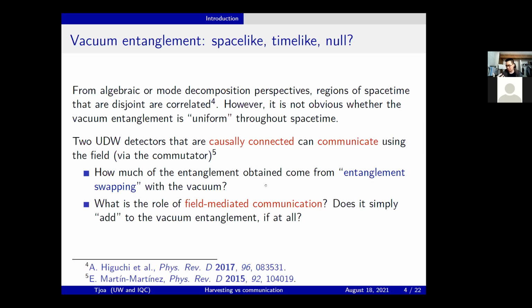Does it simply add on top of the vacuum entanglement you get already? So in a way, should we really be thinking about vacuum entanglement harvesting for timelike separated, causally connected detectors to be vacuum entanglement harvesting plus something extra? Or is there something more interesting going on here? And this is something that is not obvious at all if you just stare at the protocol, because it is really a deep property of the wave propagation in generic spacetimes.